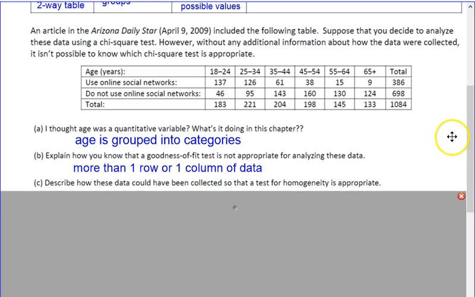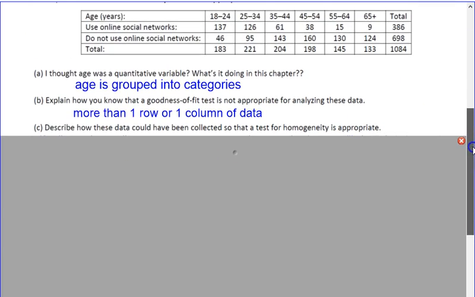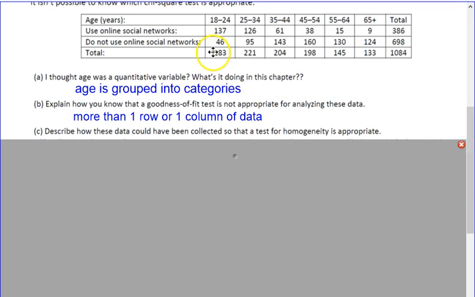Describe how these data could have been collected so that a test for homogeneity is appropriate. So we have a two-way table here. Is this a test of homogeneity or a test of independence? Well, without knowing how the data is collected, we can't say for sure, although I do have my opinion about which one it probably is.